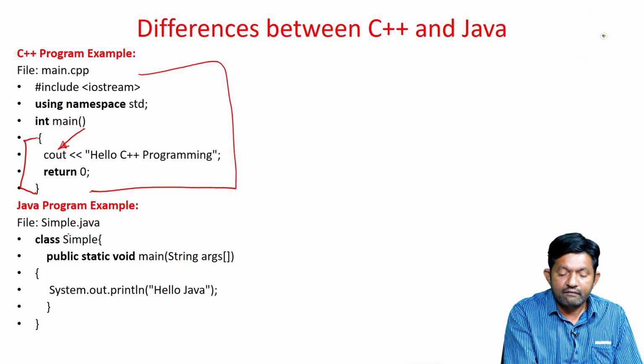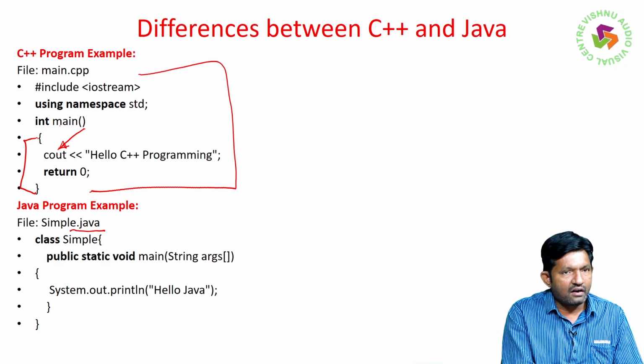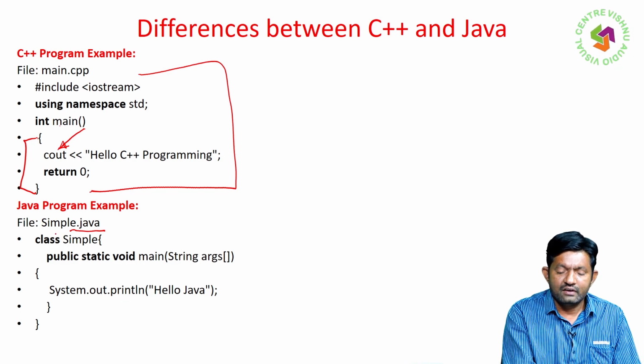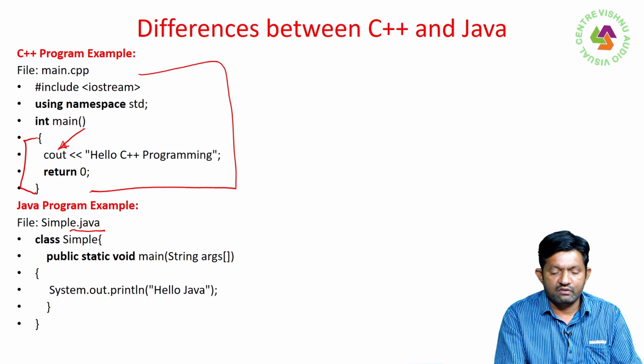All Java programming files have the file extension .java. Here the file name is simple.java. Suppose student.java, employee.java, boards.java, or table.java. We can write any file name, Fibonacci.java or factorial.java. The file name starts with a character, followed by a dot, and the extension is java. My intention here is clear: for all Java files, the file extension is java.